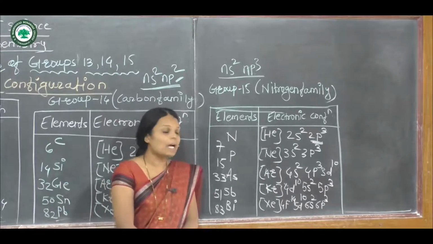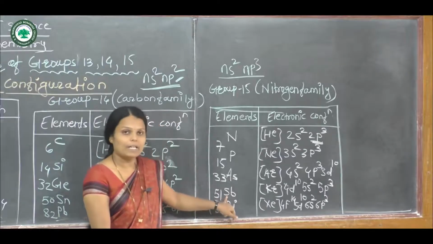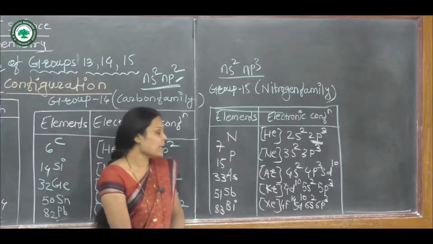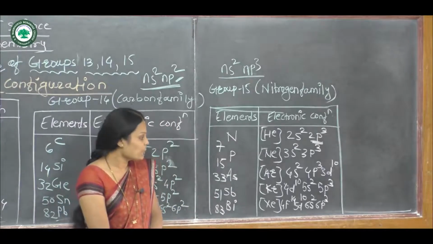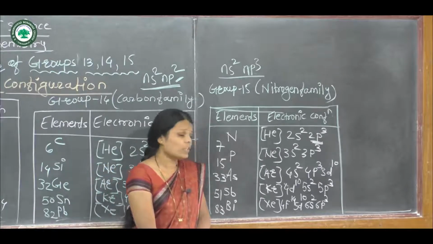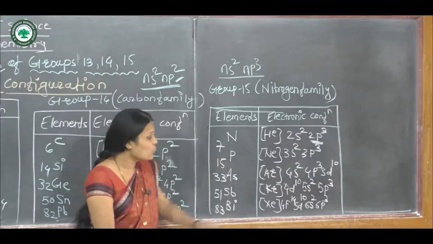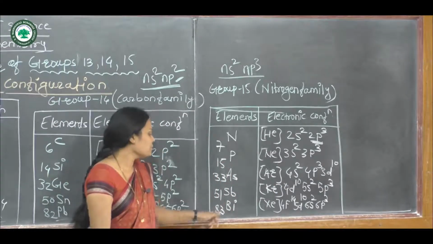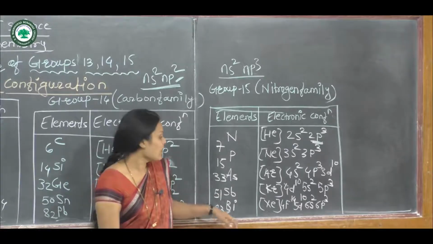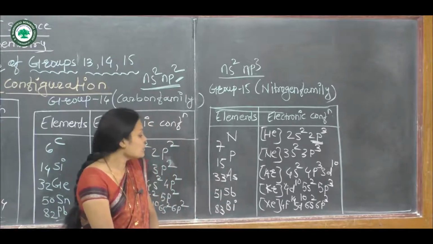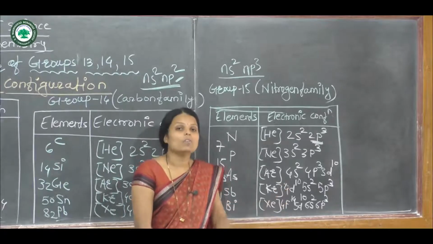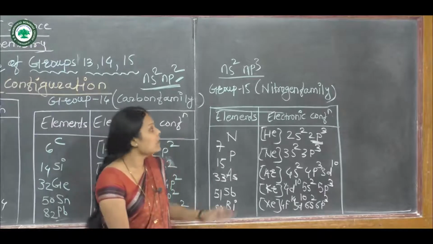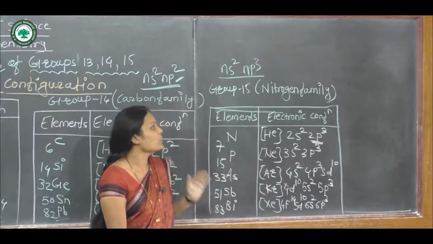Now the next element is antimony. Sb is the symbol of antimony. Its atomic number is 51 and it's represented by krypton, and its electronic configuration is 4d10, 5s2 and 5p3. Now the last element is bismuth, its atomic number is 83 and its electronic configuration is 4f14, 5d10, 6s2 and 6p3. This is the electronic configuration of the nitrogen family.